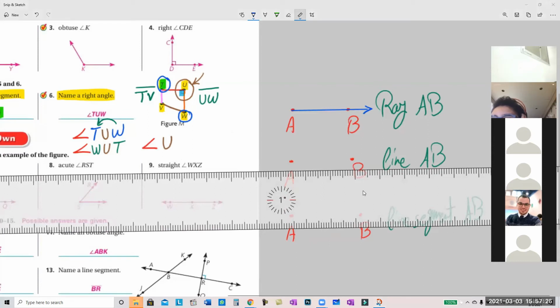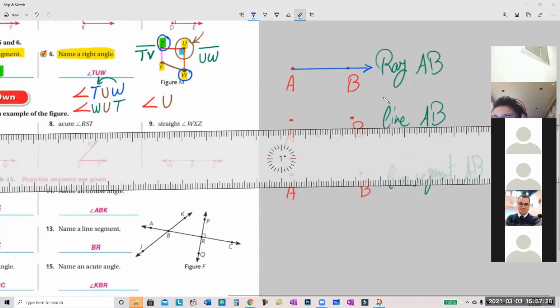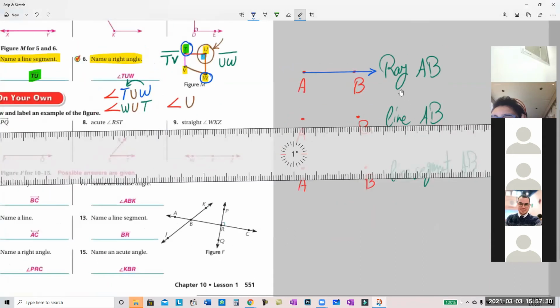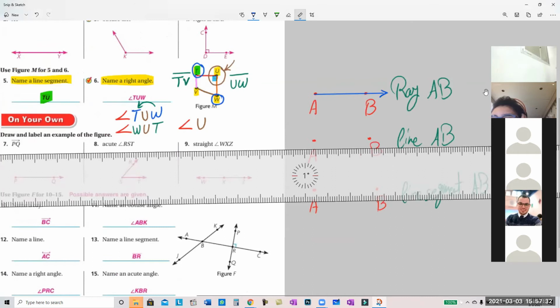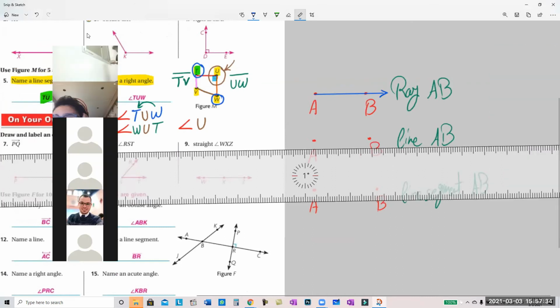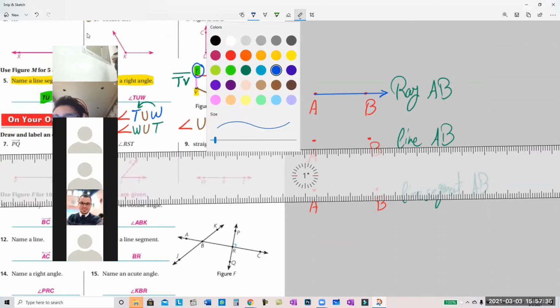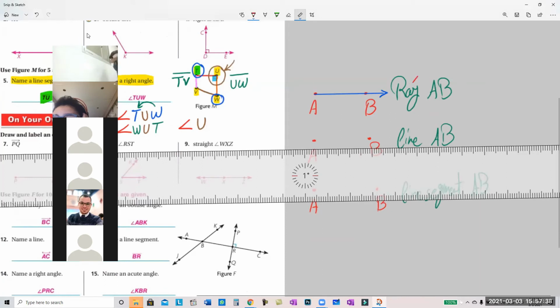Can we write it in a different way? We can read it ray AB. How can we write it? All we have to do is cancel the word ray and instead of it write a line with a single arrow at the end.